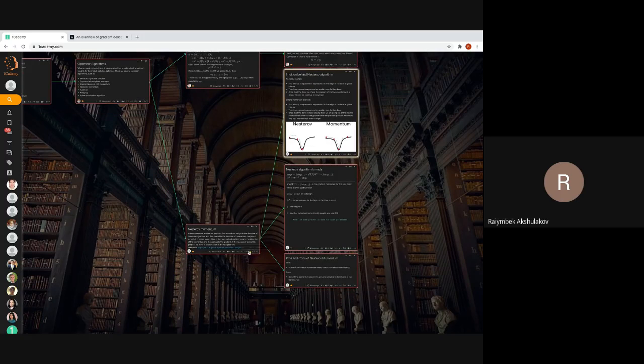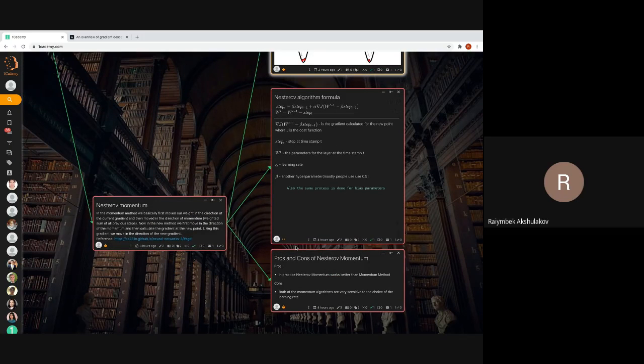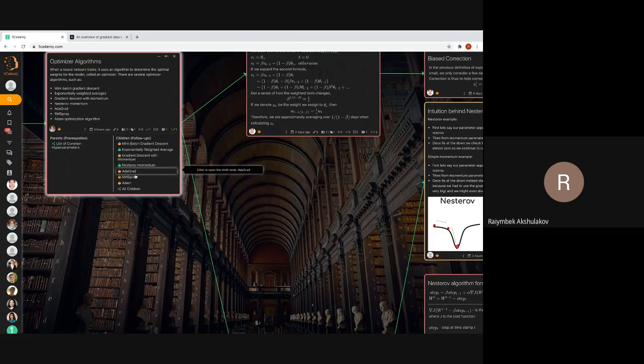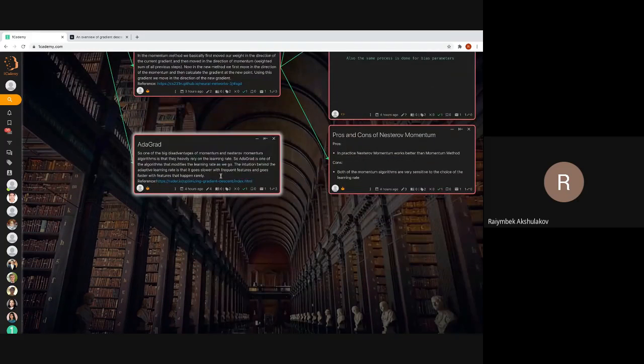So one of the main cons of Nesterov and momentum is that both of these algorithms depend a lot on the learning rate. Ideally, we want an optimizer that doesn't have any additional hyperparameters, and the learning rate is a very important hyperparameter. So this way we can come to the adaptive gradient algorithm. In the adaptive gradient algorithm, we are taking out the hyperparameter of the learning rate, and we're actually changing the learning rate as we go.